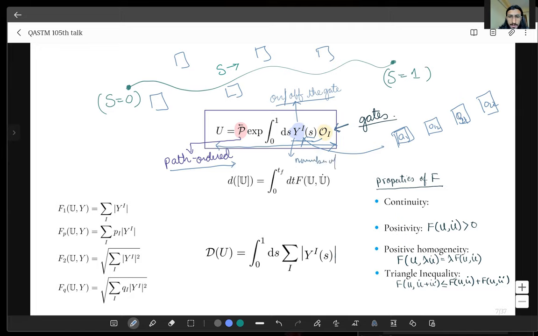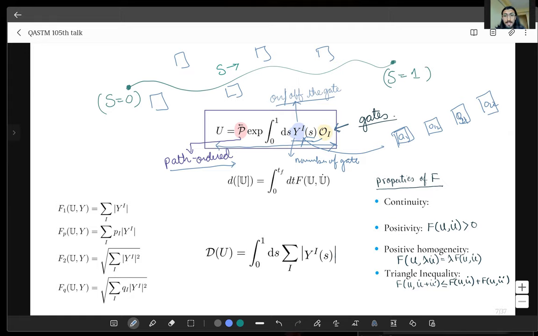Can you speak a little bit louder? Oh, sorry. Number of gates. So YI would give the number of gates. No, I'm saying speak a little bit louder. Now, am I audible? Hello? You are audible, but your voice is a little bit low. Okay, I'll try to speak as loud as possible. Now is it okay? Yes. Okay, so I'll continue.